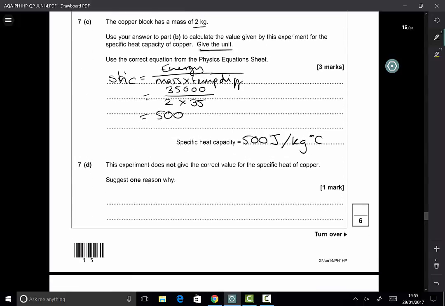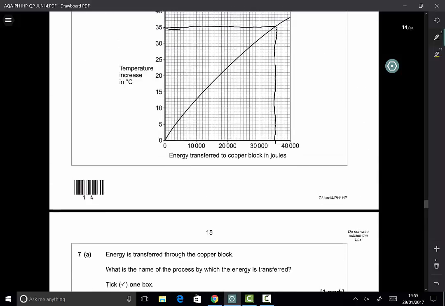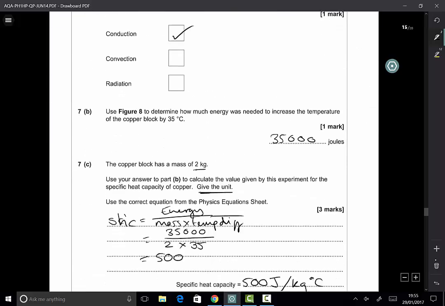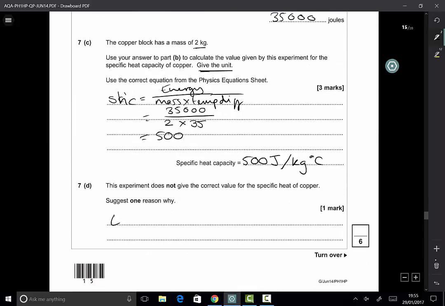The experiment does not give the correct value for the specific heat capacity of copper. Explain why. So what I'm noticing here is there's nothing stopping the heat from leaving the copper block. I look back at my experiment, and that's a problem. So energy is lost from the copper block.